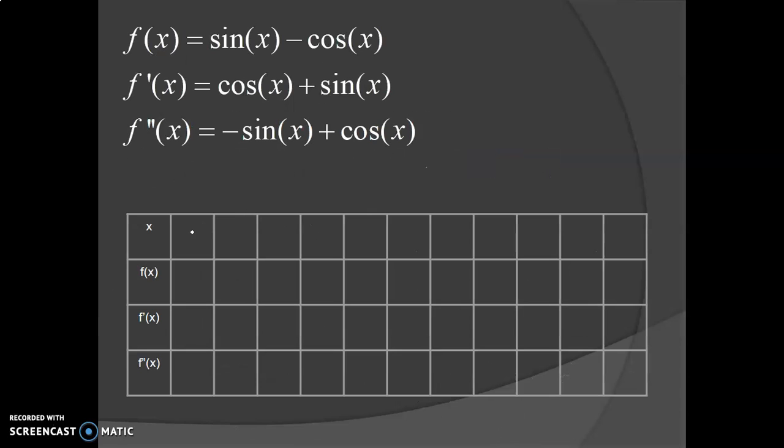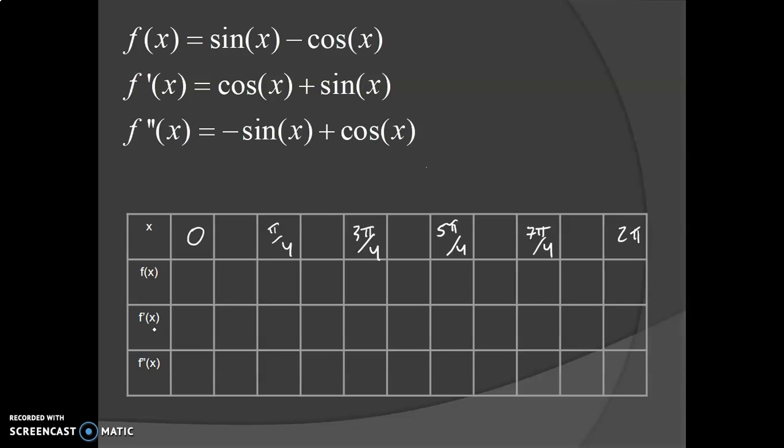So in my table, I'm going to put my x values at the endpoints, and then I'm going to put all the x values that I found in order. So pi over 4, 3 pi over 4, 5 pi over 4, and 7 pi over 4. And I want to leave a little bit of space in between each one.